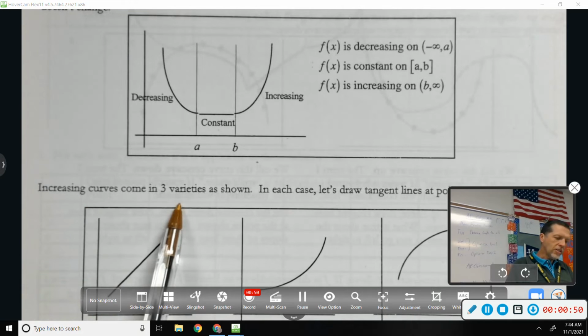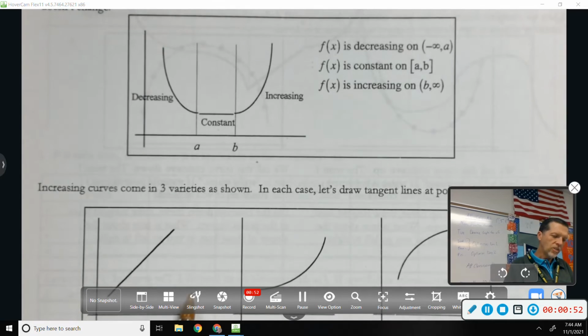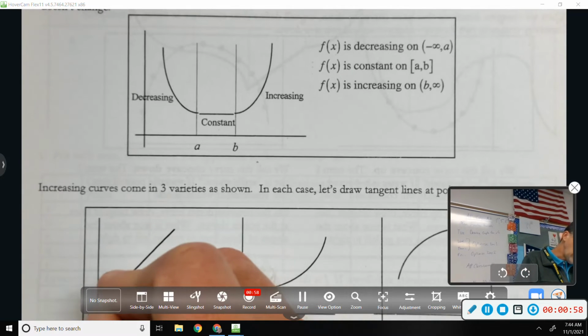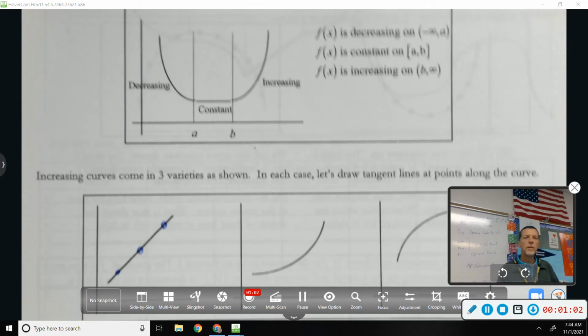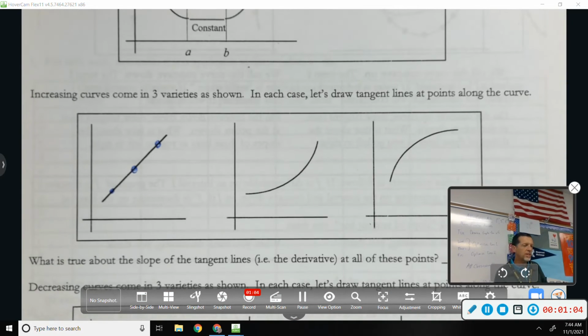Increasing curves come in three varieties as shown. In each case, let's draw tangent lines at points along the curve. So just pick maybe 3 points and draw a tangent line. It's kind of tricky on the first one, even though that's the simplest graph, because what does each tangent line look like? How do the tangent lines compare to the original graph?